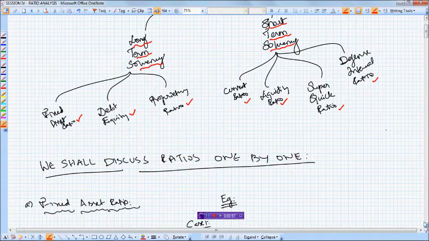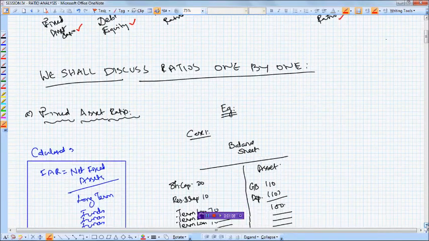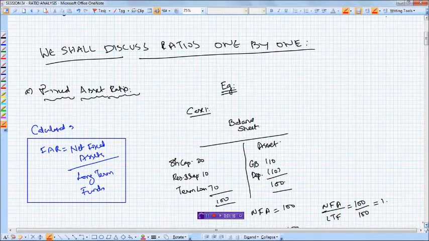First, we are going to see fixed asset ratio. So, for facilitating understanding of this ratio, before getting into the theoretical part, we will see a case. See, you are given a balance sheet here. This balance sheet has got, say, only the fixed assets. There is a gross block of 110 rupees and there is a depreciation of 10 rupees. So, the net block is 100 rupees on the asset side.